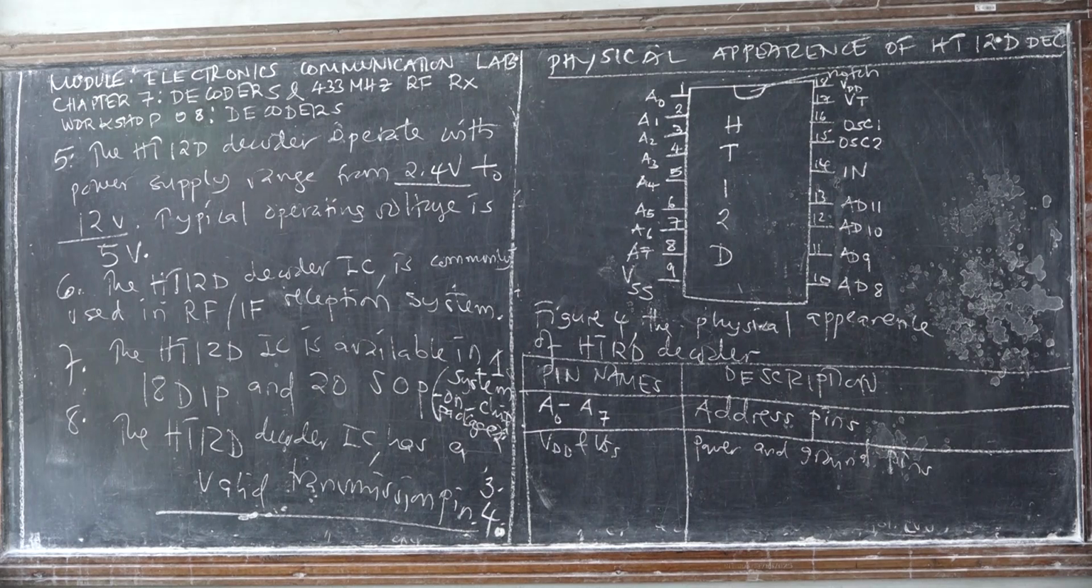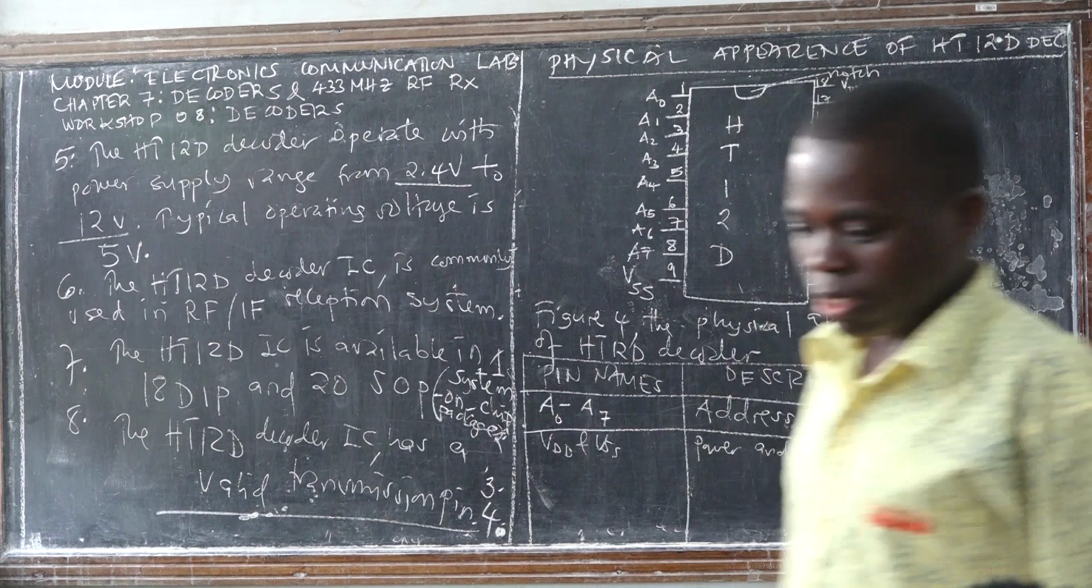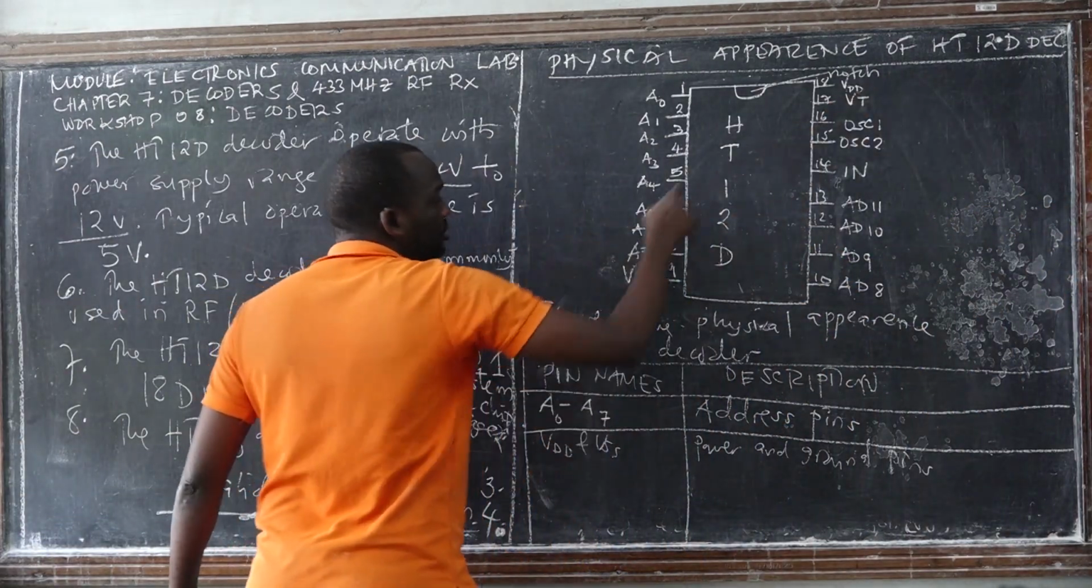So the major electronic components of this Ht12D decoder are field effect transistors. We didn't say MOSFET, we just call them field effect transistors because we have different types. The first one is called the junction field effect transistor. The second one is the metal oxide semiconductor field effect transistor, or MOSFET. So these we call power pins.